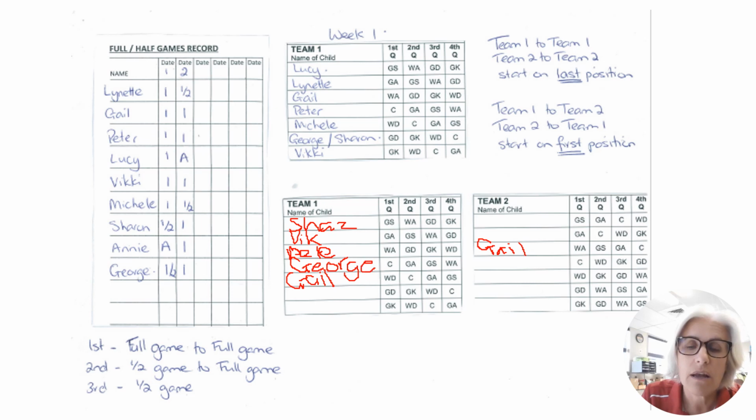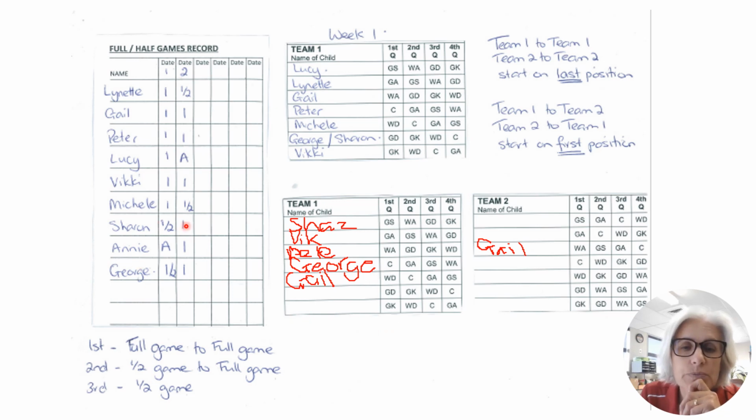And then I'm going to put my half gamers in last. Okay, my half game people who are Michelle and Lynette this week. And so what I want to do for them is look at the positions that they did last week. So Lynette did goal attack, goal shoot, wing attack, goal D. What's left where she's not going to be repeating those if she had a half game? So any of these would be fine for Lynette.